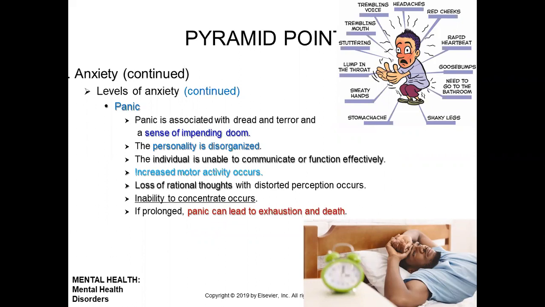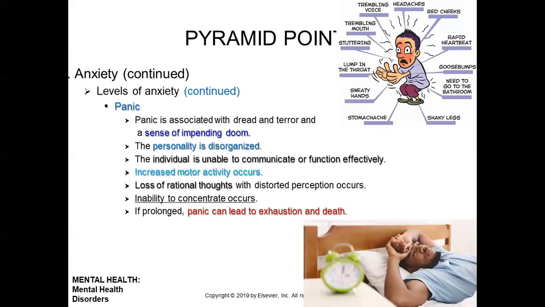So at the panic level, the most important sign is the sense of impending doom. Personality is disorganized, the patient cannot communicate or function effectively, and has loss of rational thoughts. The patient has abnormal belief, which we call delusion, and abnormal false perception, which we call hallucination. Also inability to concentrate, right?